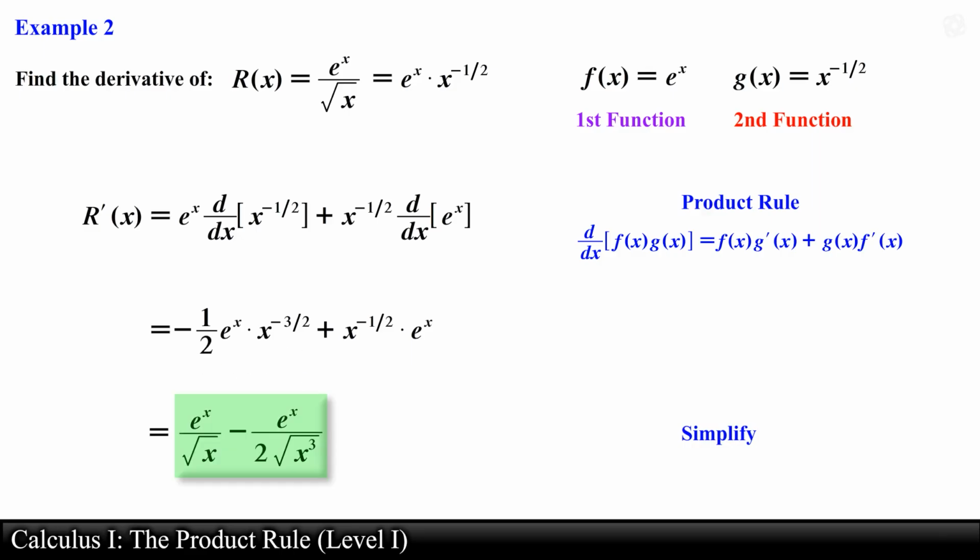e to the x over the square root of x minus e to the x over 2 times the square root of x cubed. Keep in mind that you might need to rewrite an expression so that you can apply a specific differentiation rule. Alright, let's try a slightly more challenging example.